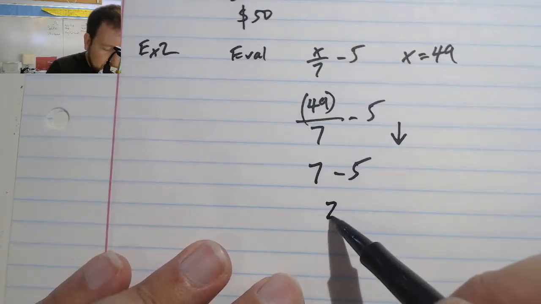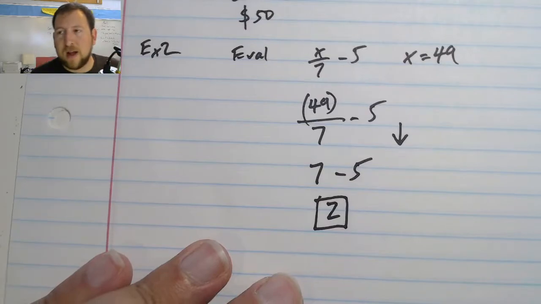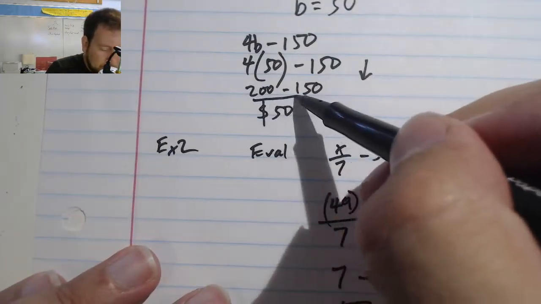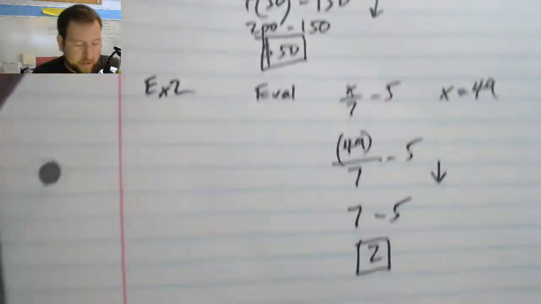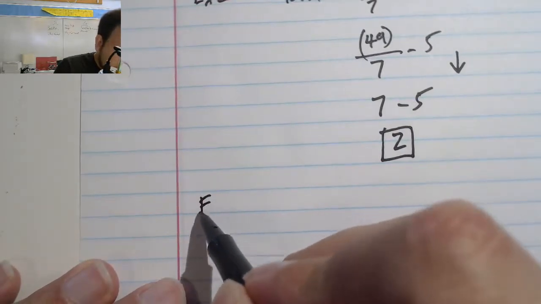7 minus 5 is 2, and when I've got my answer, I usually like to box it up. Looks like I forgot to do that in my last one. How it goes. So let's take a look at one more.